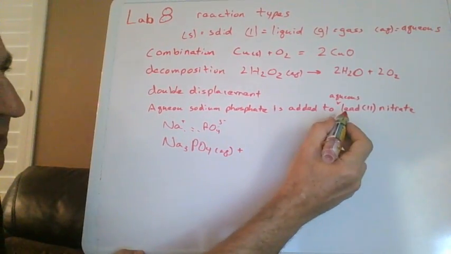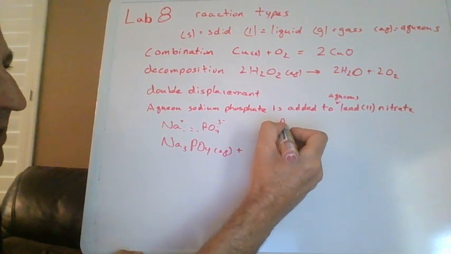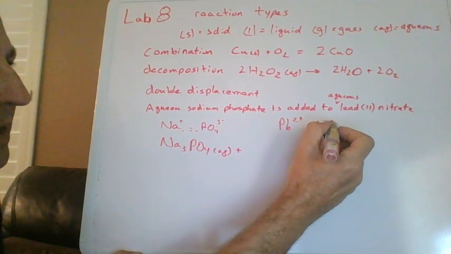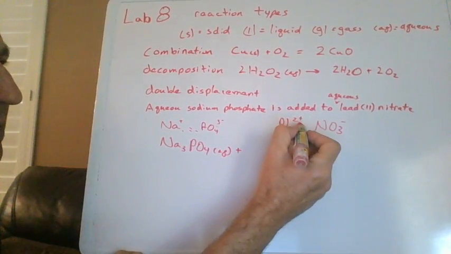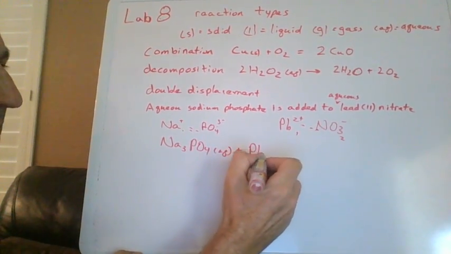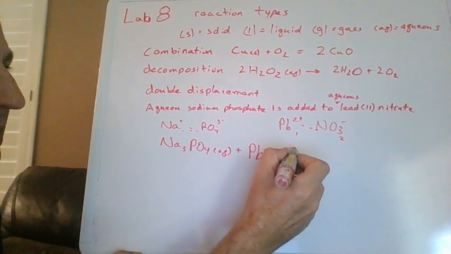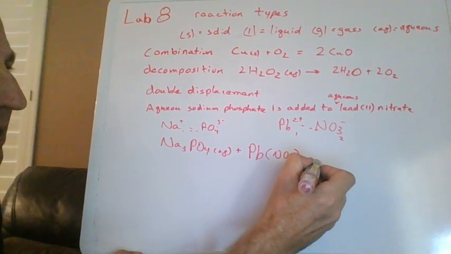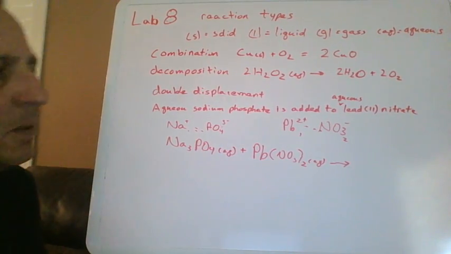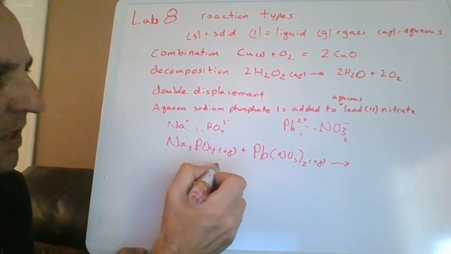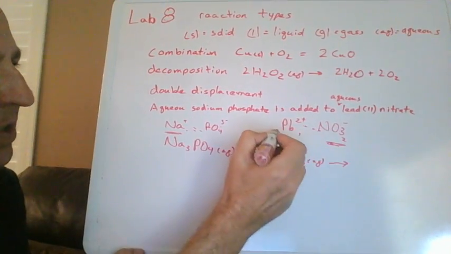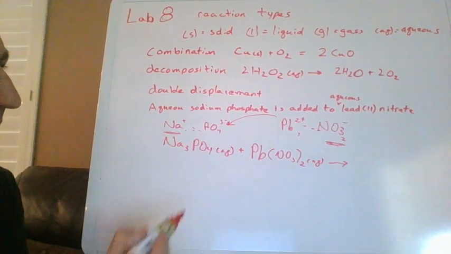And what we're adding that to is lead 2 nitrate. So this is telling us our lead has a +2 charge because it's lead 2. If we look at our polyatomic ion table, nitrate has a -1. So we cross multiply, we need 2 of those for every 1 of those. So we have 1 lead, and then we have 2 nitrates. And we're saying that that is aqueous as well, right? So in a double displacement reaction, the two cations exchange positions, right? So this sodium here is going to want to now be with this nitrate, and this lead is going to be with the phosphate, right?